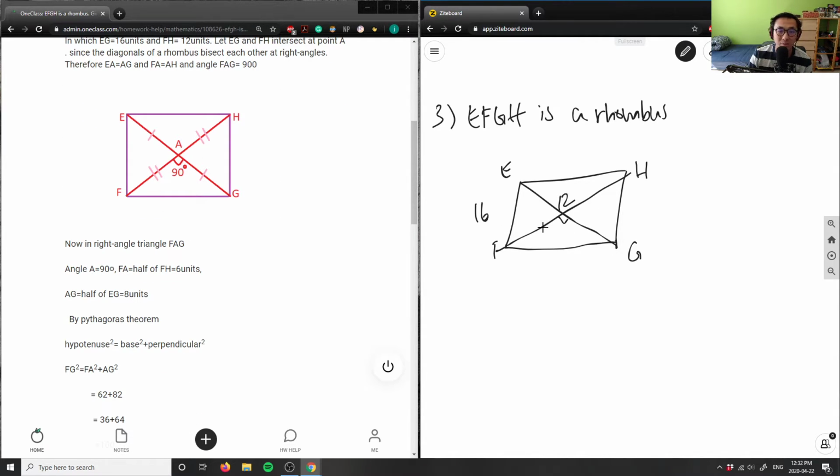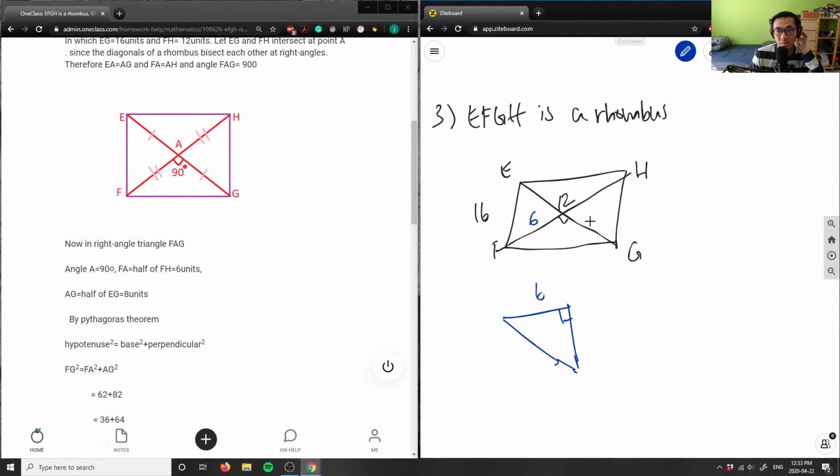F of A is simply half of 12, right? So this here, I'll write in blue, is simply 6. And what we have here is a right triangle, right? Because if I were to draw this out again, I would have something like this. A right triangle here, this here is the angle, this here is 6, and this here is an angle.